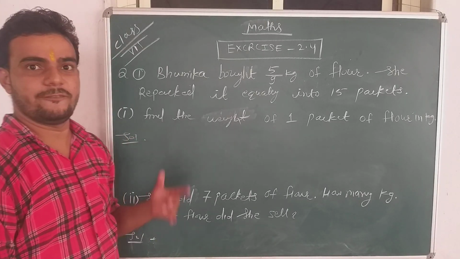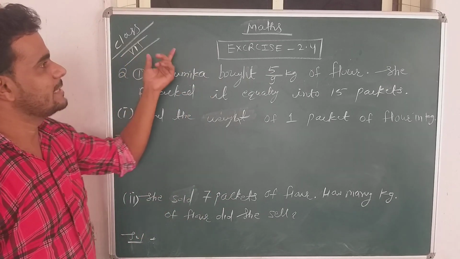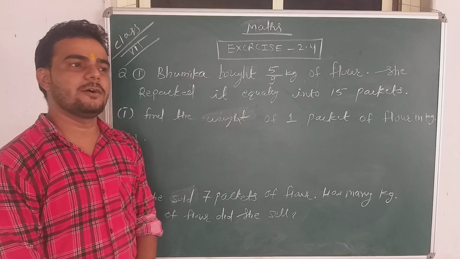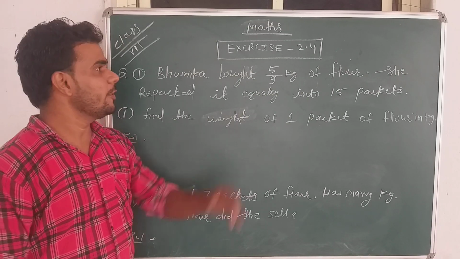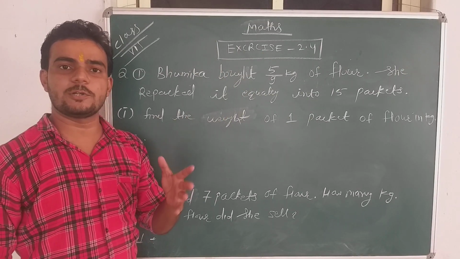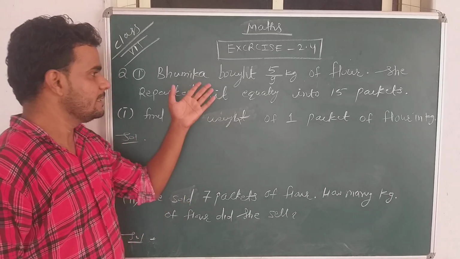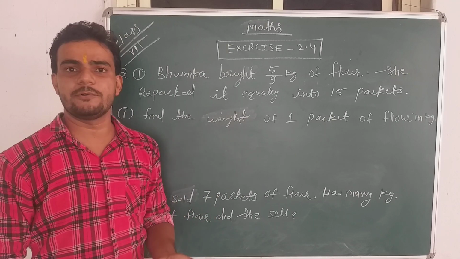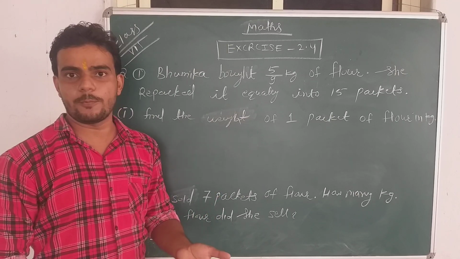Today is Wednesday and the class of math, 7th class, exercise 2.4. Exercise 2.3 we already completed, and now we will begin exercise 2.4. 2.4 means we have to solve all types of word problems. There are 6 questions. Some I will solve, and the rest, 2 or 3, you have to try. And if you feel any problem, then you ask me.